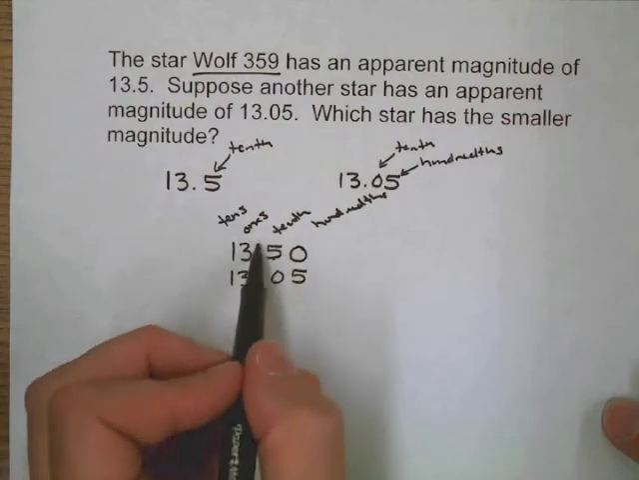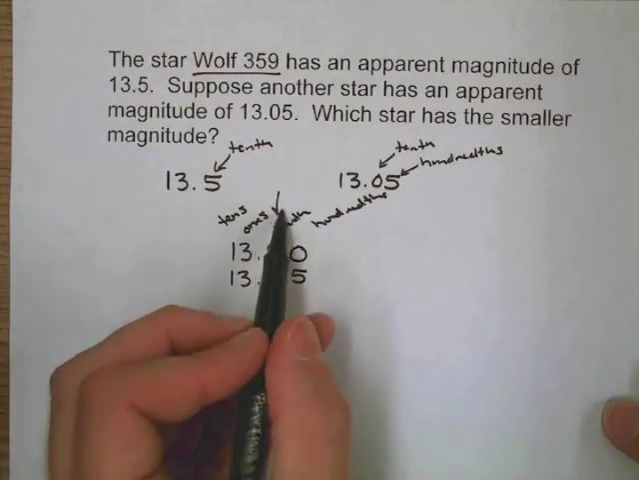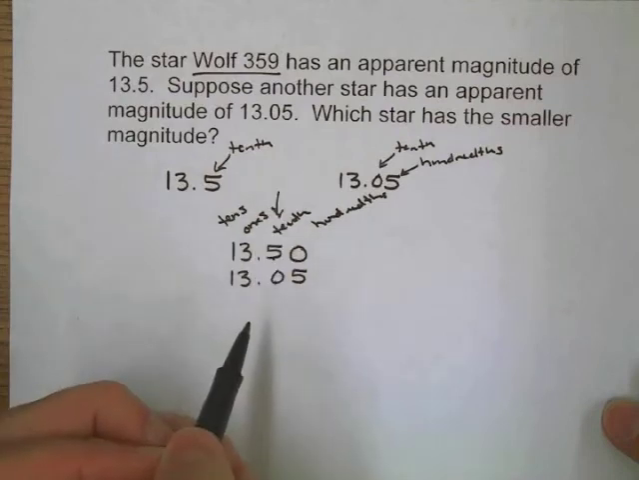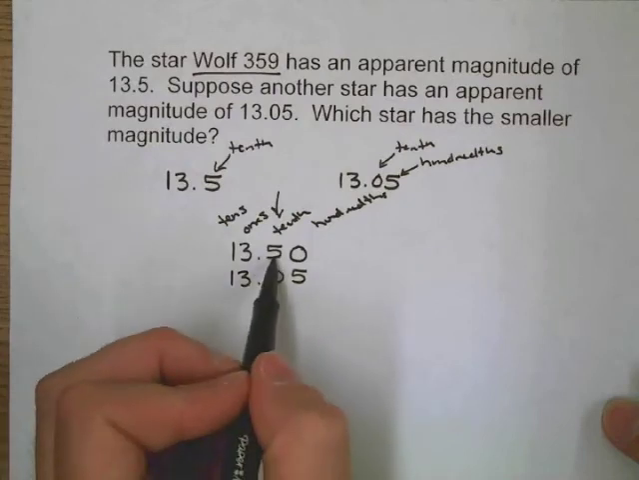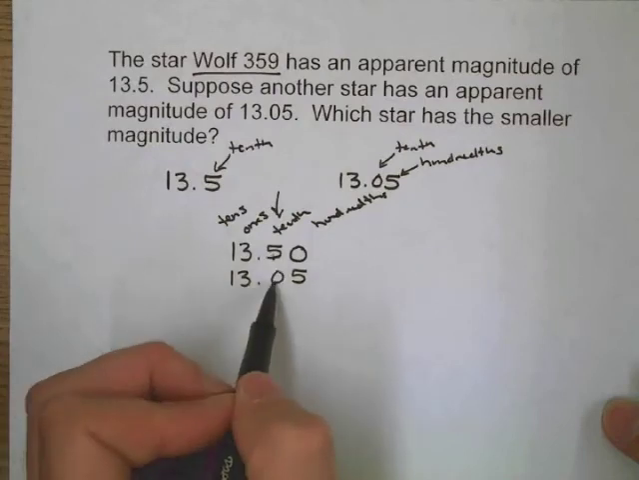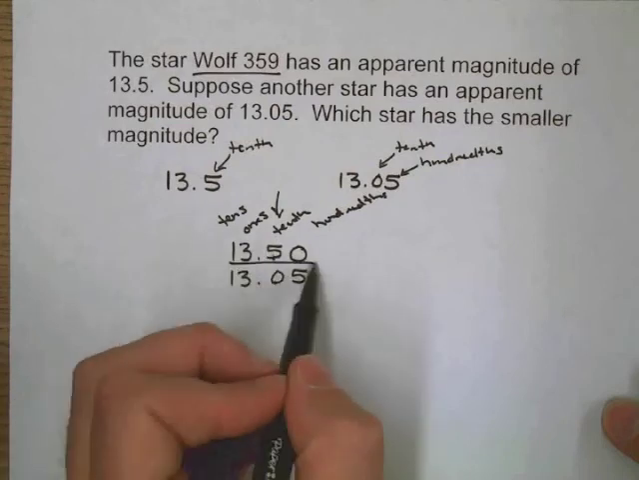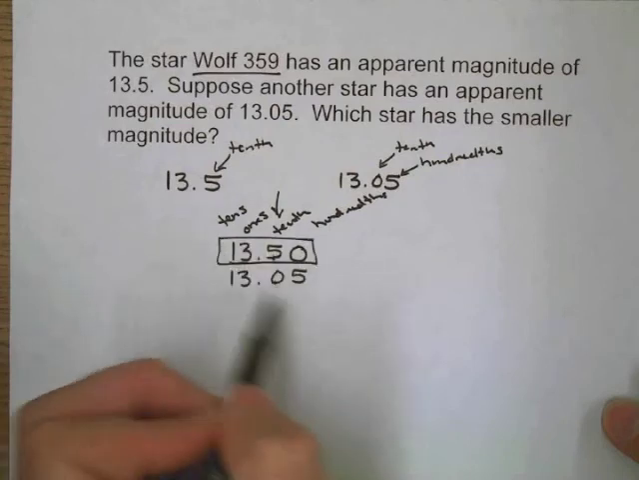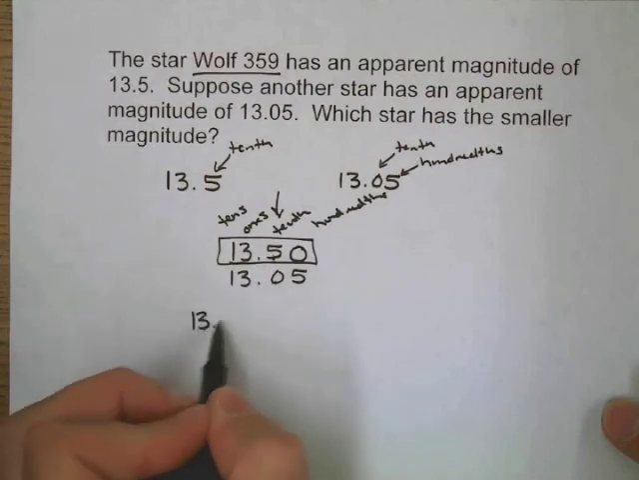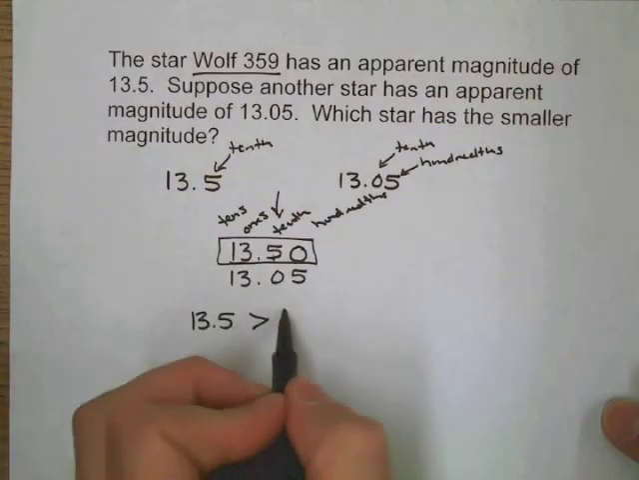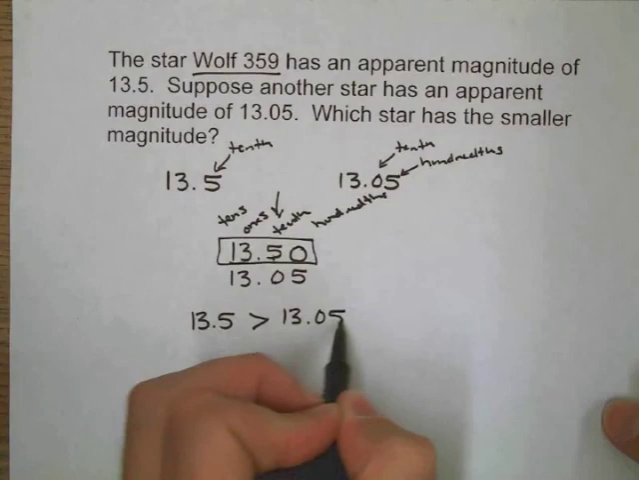So this place value right here is what I'm going to use to help me determine which one's larger. And since there's 5 here, and there's a 0 here, a 5 is larger, so there's more tenths. This is a larger number than this one. So 13 5/10 is greater than 13 5/100.